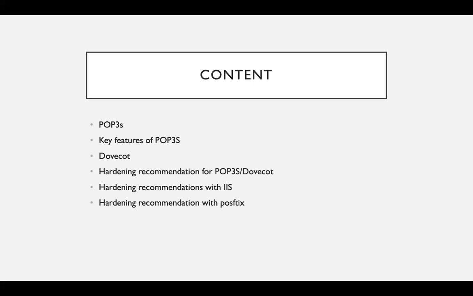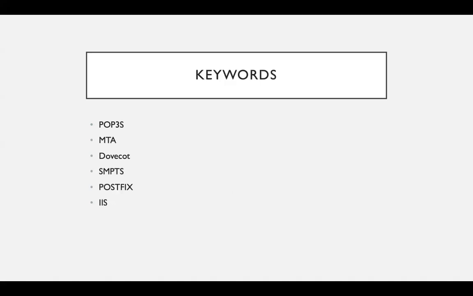So the contents are POP3S, key features of POP3S, Dovecot, hardware recommendation for POP3S/Dovecot, hardware recommendation for IIS, hardware recommendation with Postfix. These are some of the contents, not all of it, as you can see. Keywords are POP3S, MTA, Dovecot, SMTPS, Postfix, and IIS.